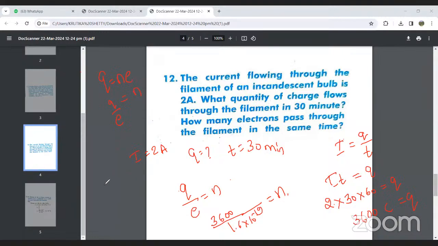Ten to the power, plus or minus. The numerator has minus 19. If you take it to the denominator, it becomes plus 19. So 3600 divided by 1.6 is nothing but 2250 into 10 raised to plus 19. If you want, you can shift the decimal also. So even if you shift it and write, there is no problem. Otherwise, you can keep it as it is. Okay. Copy down. We will go for the next question.